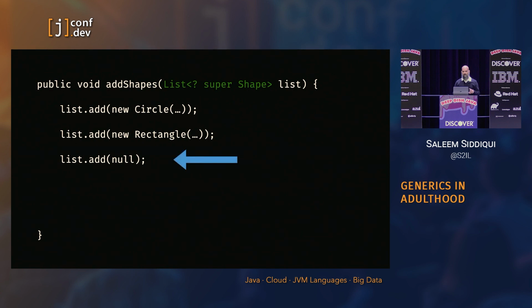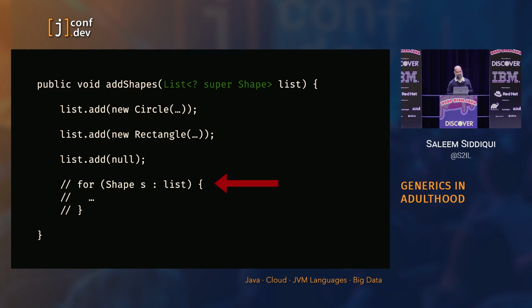Now, of course, nulls are special. What if you try to read from this list? Do you think that should be possible? Iterate over shapes. It's a list of some superclass of shape. How many people think this should be doable, this for loop? One? So it's a reasonable guess. But turns out this is not allowed.